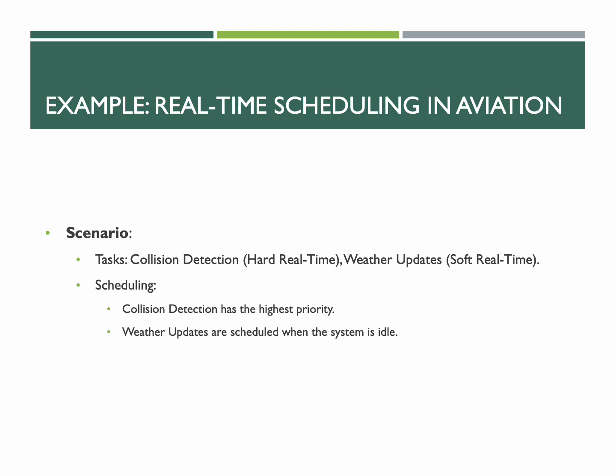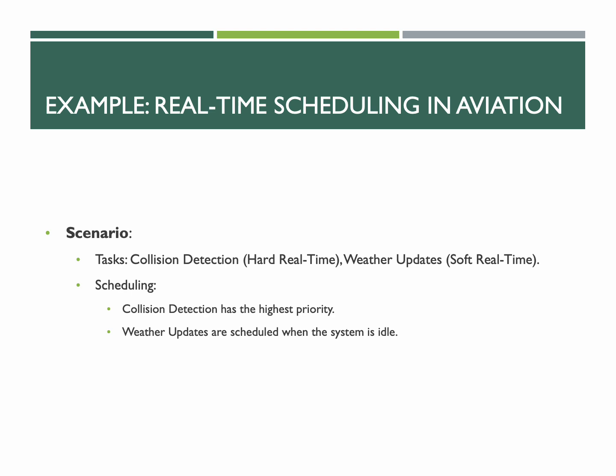Okay, now we'll see an example of real time scheduling in aviation. So here the scenario is that in aviation systems, multiple tasks need to be managed simultaneously. Here we have two key tasks. First is collision detection and then weather updates. So collision detection is a hard real-time task, and this task is critical for ensuring safety. Missing a deadline could lead to catastrophic consequences. For example, the system must detect and respond to potential collisions within milliseconds.